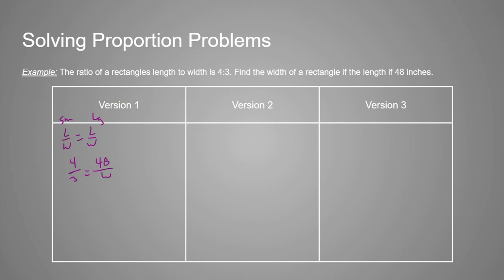In the last lesson, we learned about different properties of math, and one of them was the multiplication equality property, which tells us if we multiply one side by a number, we have to do it to the other side. So we have 4/3 times W equals 48. And then what we're going to do is use the division equality property to divide both sides by 4/3. W is equal to 48 divided by 4/3, which is 36 inches.